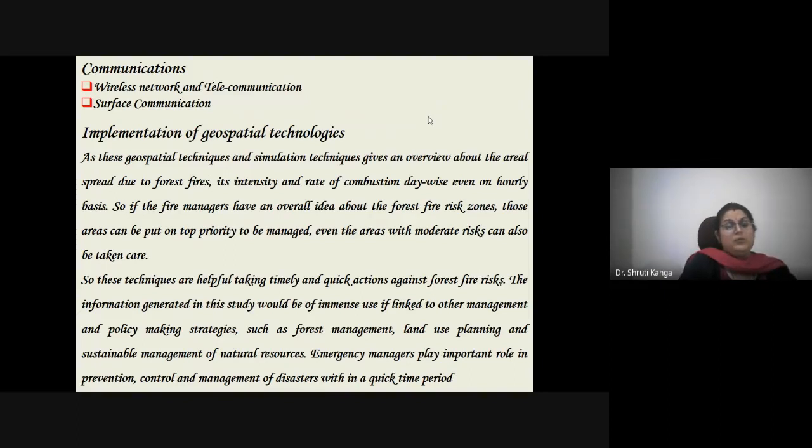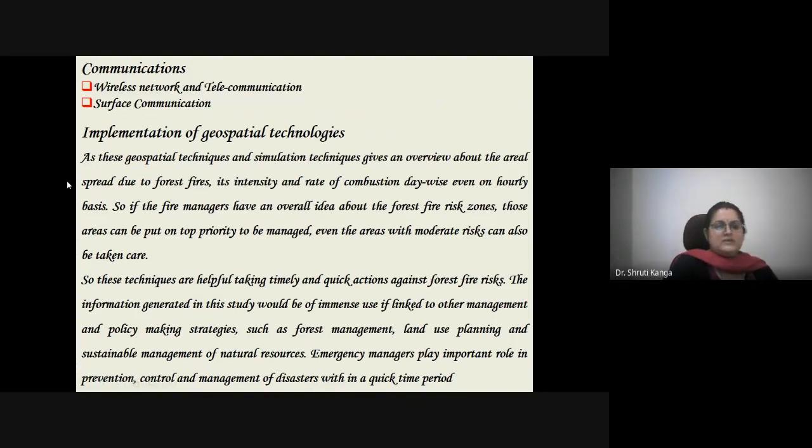fire prone areas. Then for communications, wireless network and telecommunication should all the time be available during different forest fire seasons. Other than that, it should have surface communication available always. Okay, then the implementation of geospatial technologies.